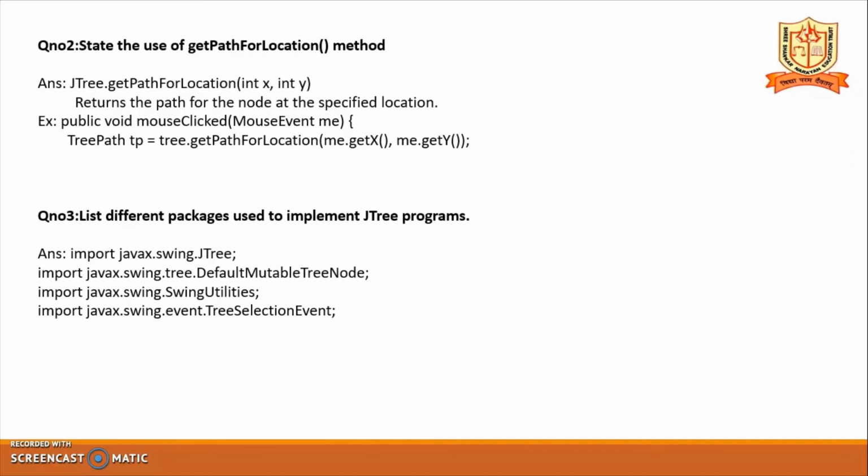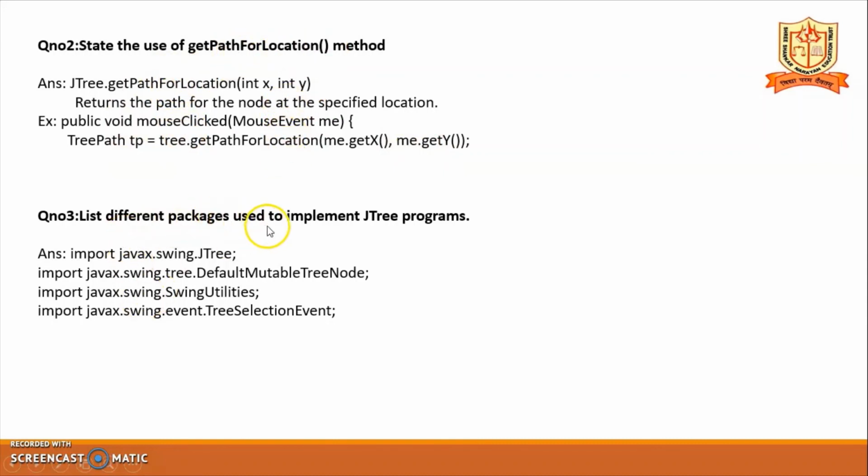Example, that is public void mouseClicked(MouseEvent me). It will come in event handling: TreePath tp equals tree.getPathForLocation(me.getX(), me.getY()). So me is the object of the mouse event. Using the mouse event's getX method and getY, you are retrieving the coordinates of X and Y. So this is the getPathForLocation method example.